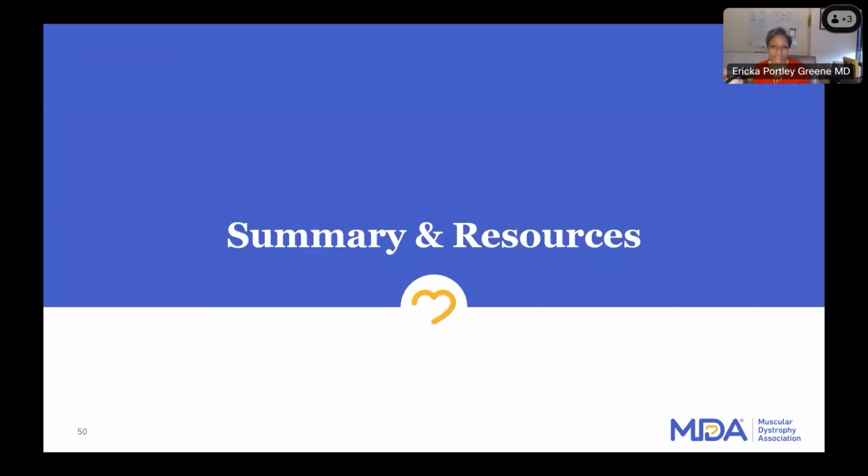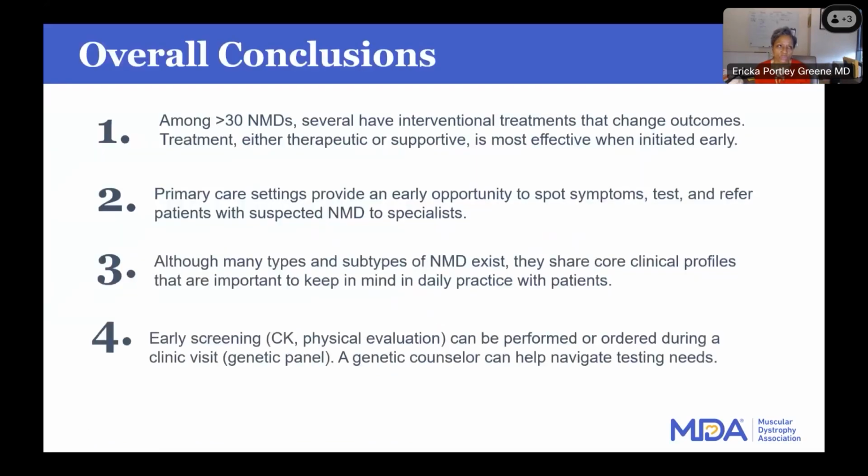Okay, so in summary, neuromuscular disease, there are over 30 neuromuscular disorders, I'd say categories. I think if you look at the different types of neuropathies, different types of muscular dystrophies, you're well into the hundreds, if not close to thousands. But now we have an increasing number that have interventional treatments, which can actually change outcome, including familial ALS, including Pompe's disease, including some dystrophinopathies, Duchenne.